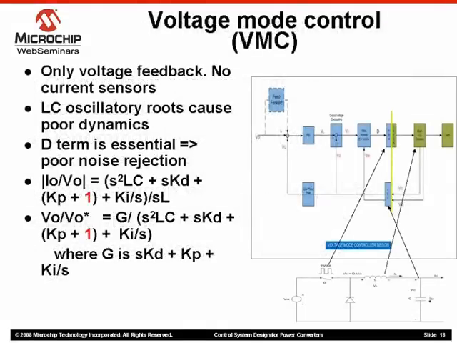One popular methodology of control is called voltage mode control. In that, only the output voltage feedback is taken. There are no current sensors and no current measurements are performed. Due to the L and C circuit, the roots of the characteristic equation in open loop are always oscillatory, and no matter how we try to control, it always suffers from poor dynamics. Due to that, only a PI controller is not enough. A D term is essential to improve the dynamics.